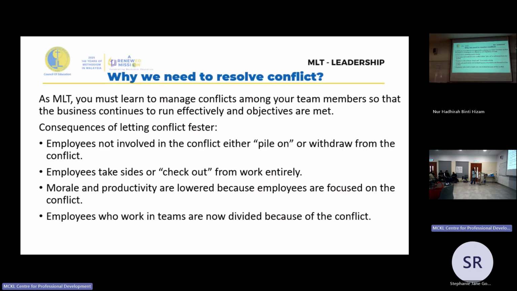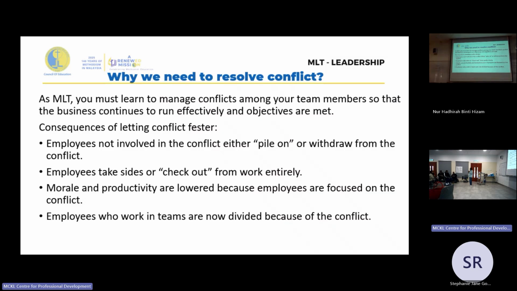So the second one is employee takes sides or checks out from work entirely. So this leads to this. And checkout means they just refuse to do their work. So when you go and ask them why you are not completing the work and so on, they say, no, there's a lot of chaos here. So you go and settle the chaos before you come and ask whether I'm doing my work or not.